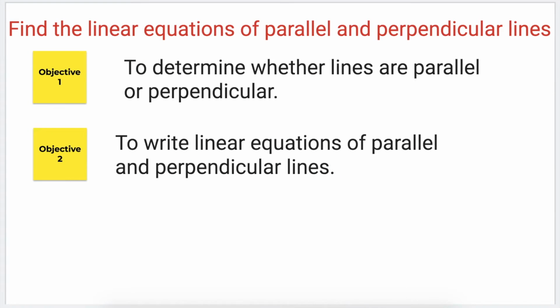My name is Peter. Grab your calculator and let's get started. To be able to find the linear equations of parallel or perpendicular lines, we need two objectives. The first objective is for us to determine whether lines are parallel or perpendicular. And then the second objective, once we've figured out that the lines are parallel or perpendicular, is that we can actually write the linear equations of those parallel and perpendicular lines. If the first objective is not met, then the second objective cannot be achieved.